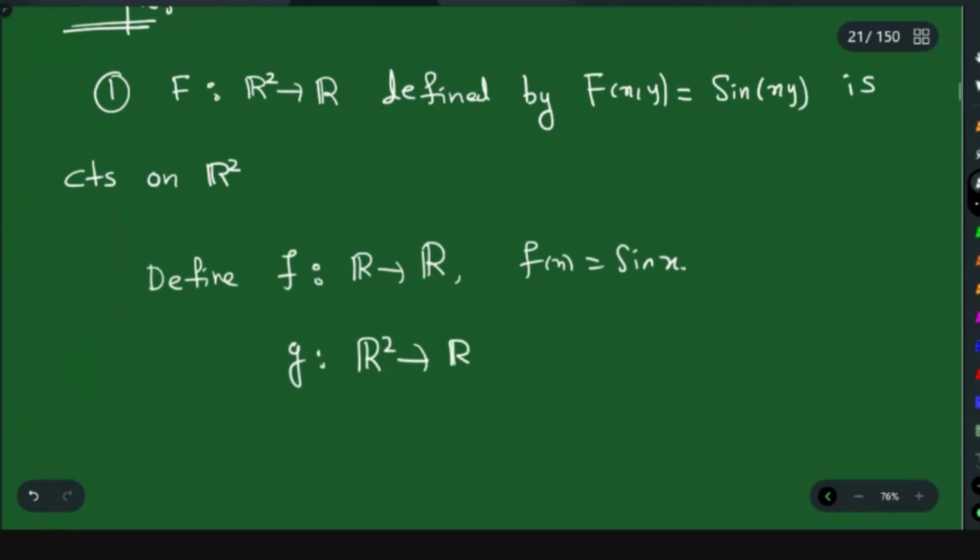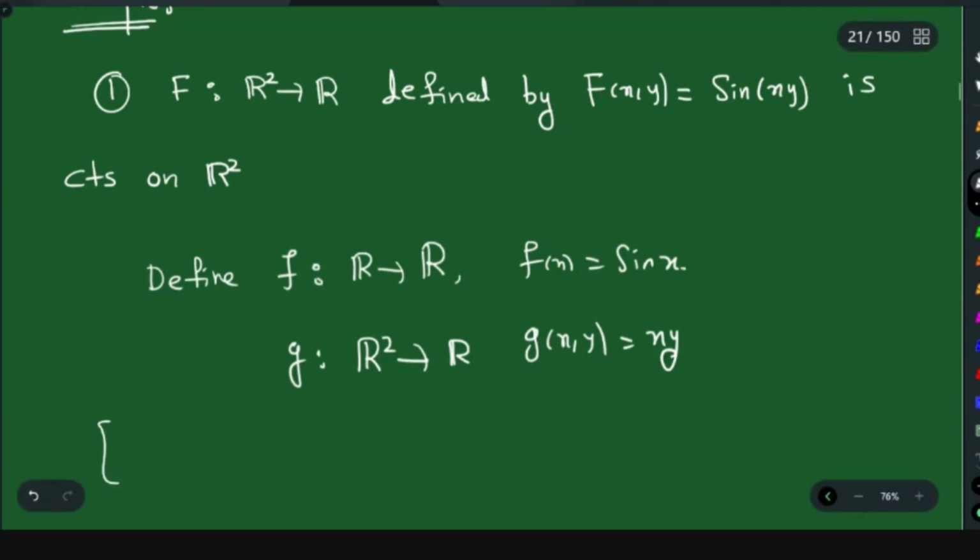This is g of (x, y) equal to xy. You can show that this function is also continuous because it is a product of two polynomials. In fact, (xn, yn) going to (x0, y0) will give xn going to x0, yn also going to y0, then xn yn will go to x0 y0. So you can easily show this is continuous.